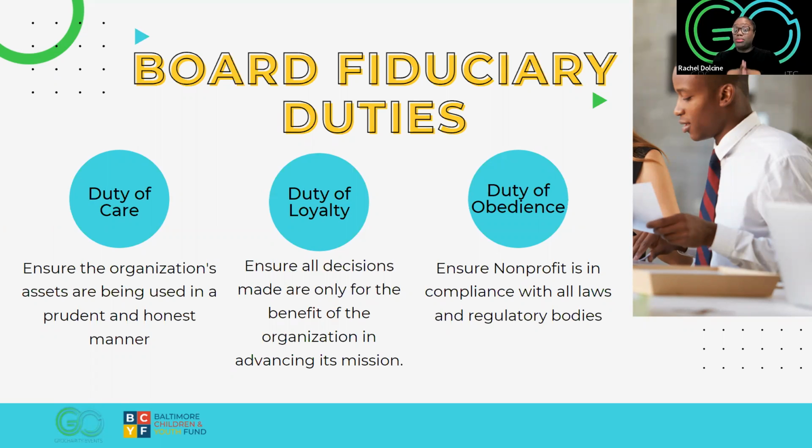Then there's a duty of obedience. It is the board's responsibility to ensure the organization is in compliance with all laws and regulatory bodies. If you're on a board, your board should know: has the 990 been filed? Have we renewed our charity? Have we done our charity renewal? Have we completed our personal tax returns? Our board insurance, do we have board insurance? Has it been renewed? How much does it cost? What does it cover, right? You need to ensure that it is board responsibility to ensure all those things are happening.